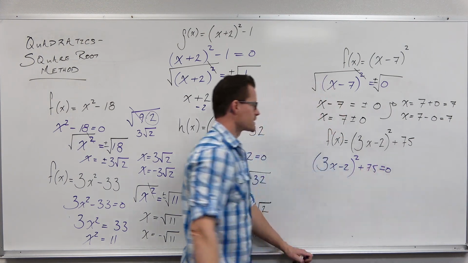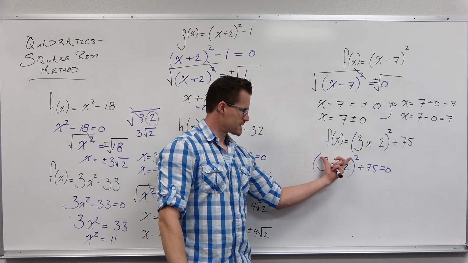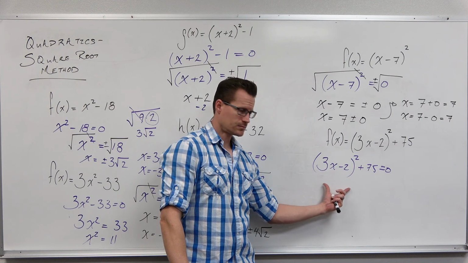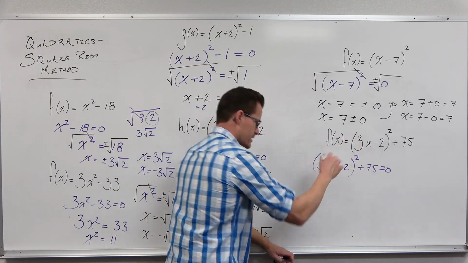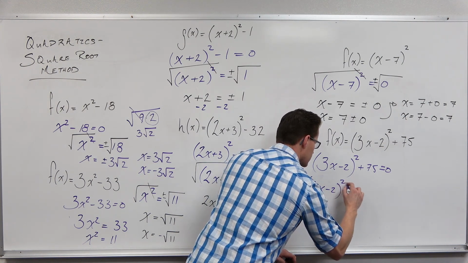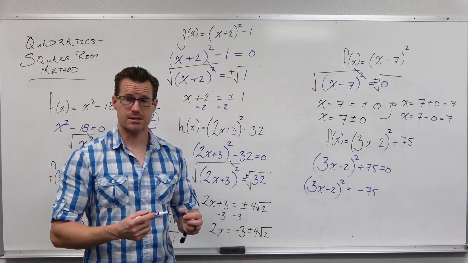and we categorize this and say, you know what? I'm able to isolate this power 2 so that all my x's are inside of a power 2 and have a constant on the other side. I can subtract 75 to do that. That square root method is going to work nicely for us.